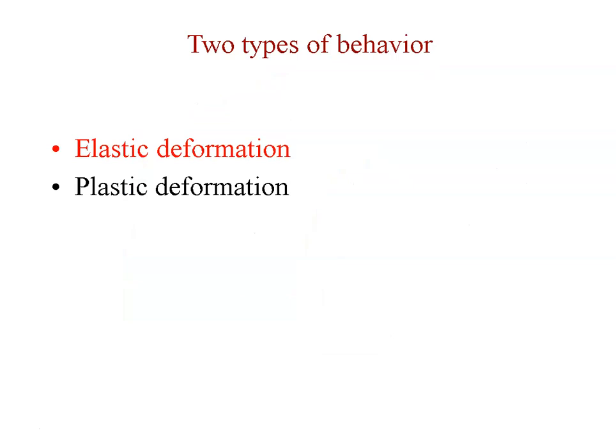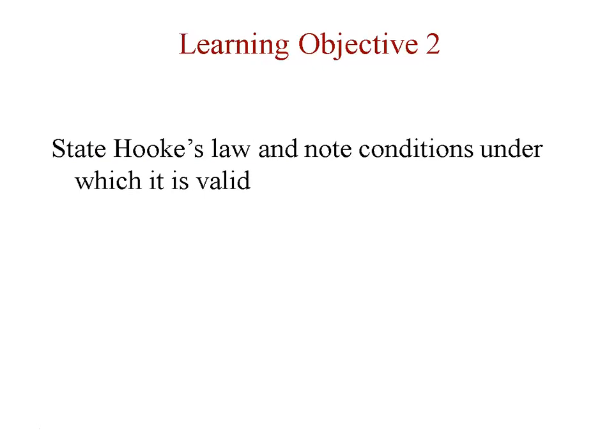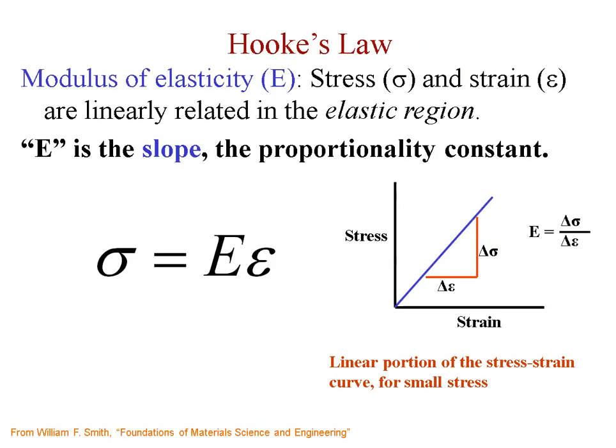When we apply stress to a material, we can either have deformation that is elastic or deformation that is plastic or permanent. Another learning objective is to state Hooke's law and denote the conditions under which it's valid. You first encountered Hooke's law in Physics 153 when you were talking about the force being applied to a spring. As you doubled the force applied, the amount that the spring stretched would also double.